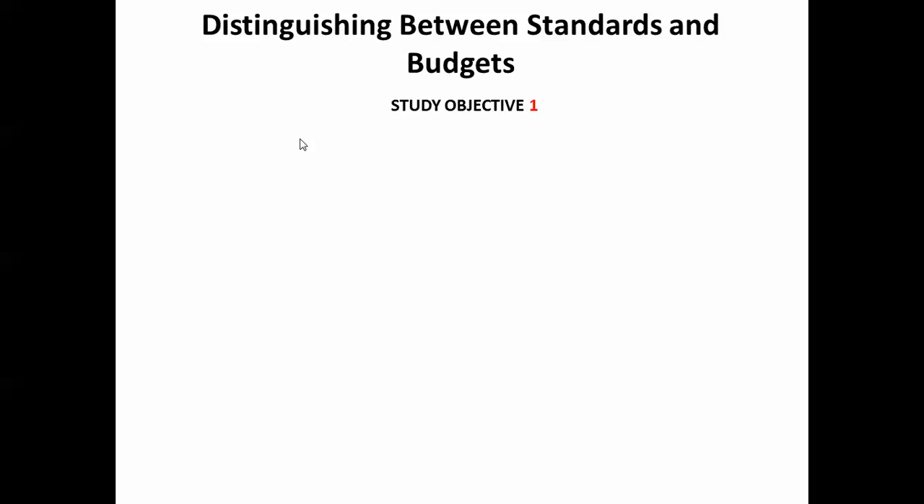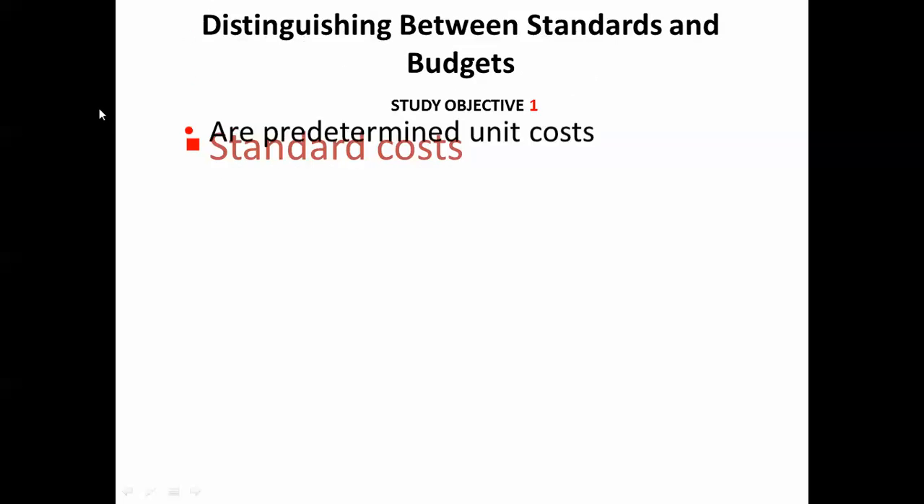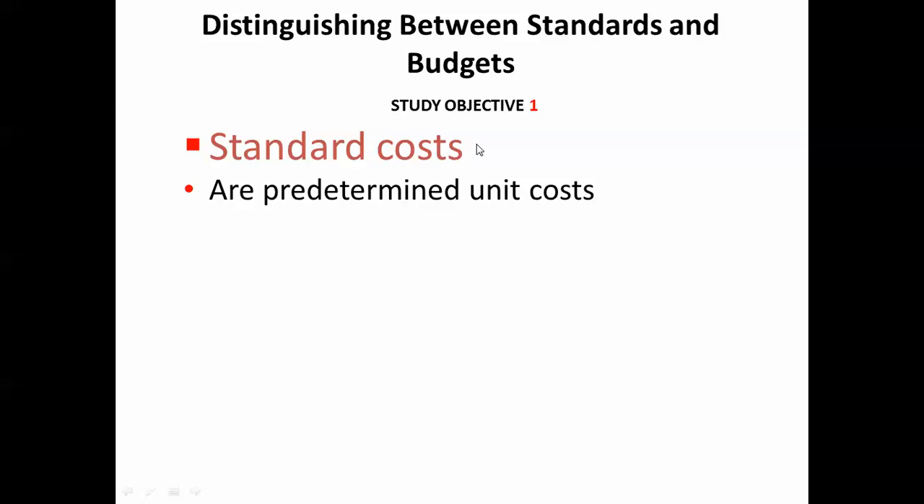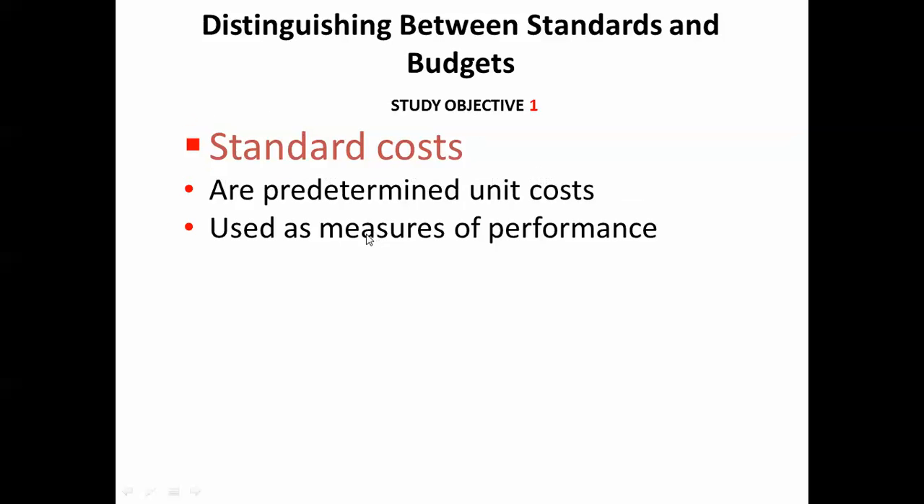Okay, study objective number one. We're trying to distinguish between standard costs and budgets. Now, standard cost. Standard cost is a predetermined unit cost. Now we're talking units, where budgets are big numbers. So we use this then to measure performance.